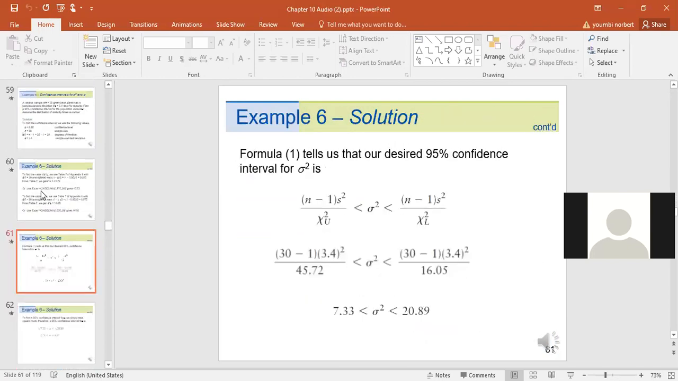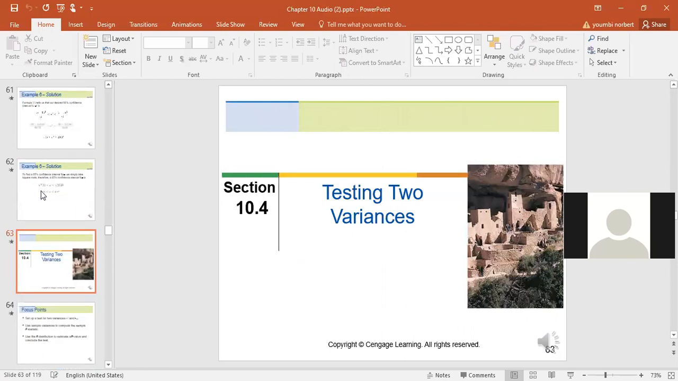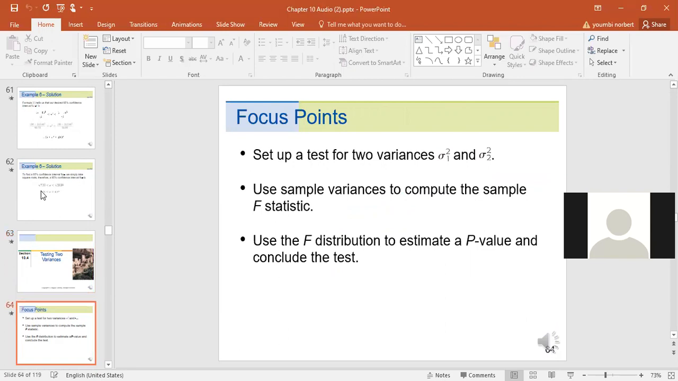So now let's go to 10.4. Testing for two population variances.